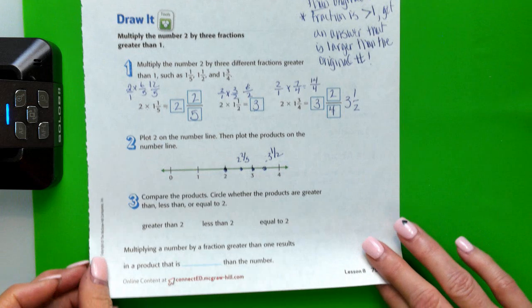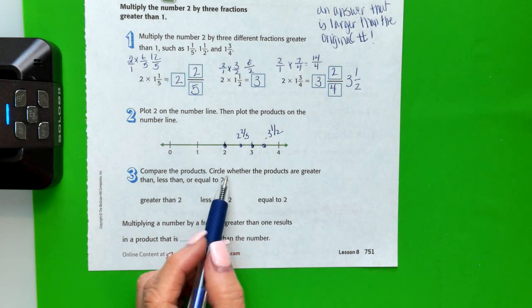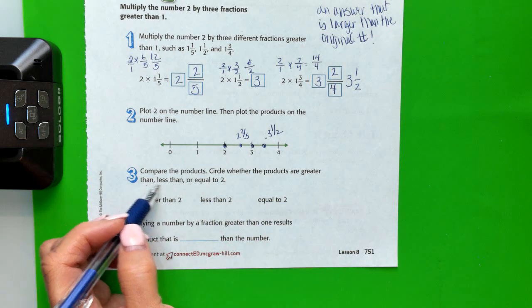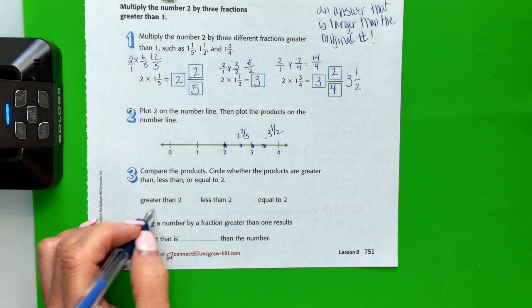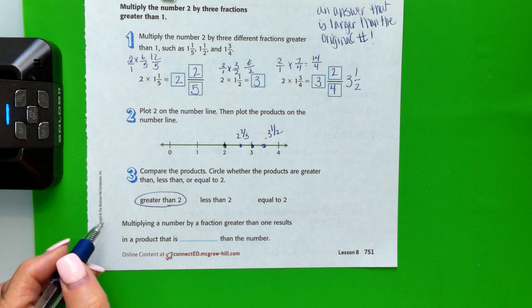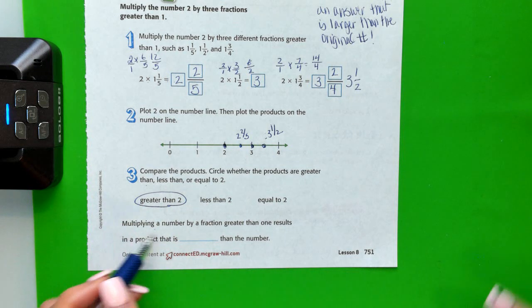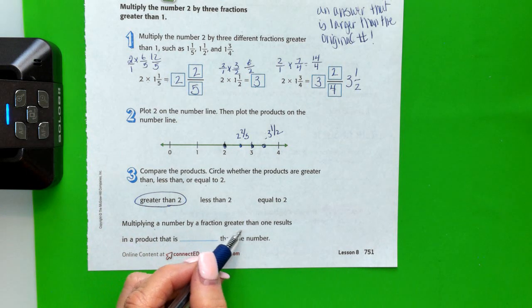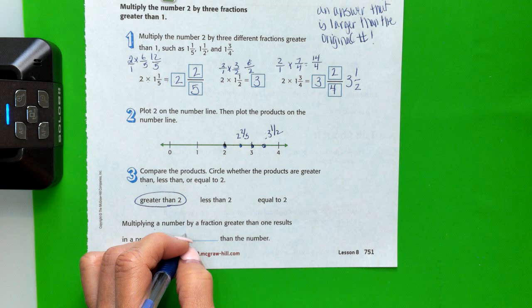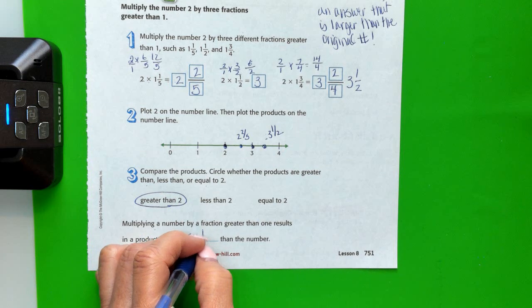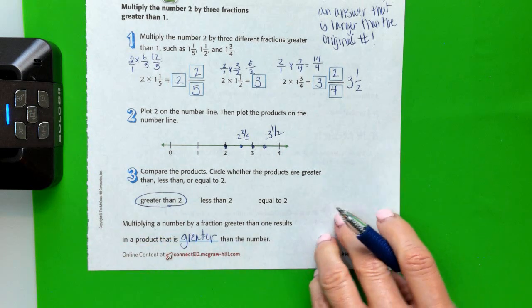So, compare the products. Circle whether the products are greater than, less than, or equal to 2. So our products are all greater than 2. Multiplying a number by a fraction greater than 1 results in a product that is greater than the number.